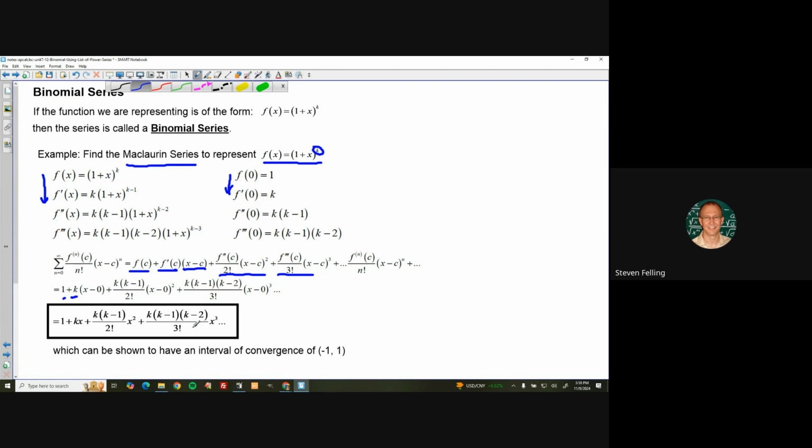So it's not easy to write this in a general form because you just continue to have more and more factors: k minus 3, k minus 4, k minus 5, and so on. But you can see that there's definitely a pattern here. And if you do the ratio test or something similar, you can show that this has an interval of convergence from -1 to 1. So this is called the binomial series. It's good to recognize that form.